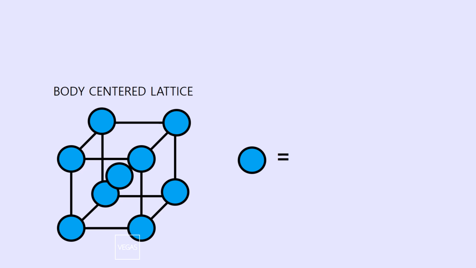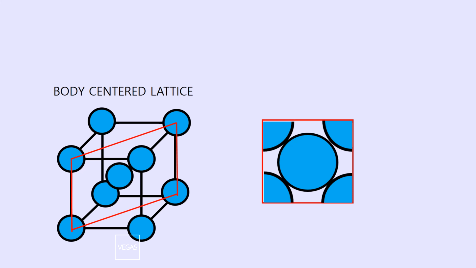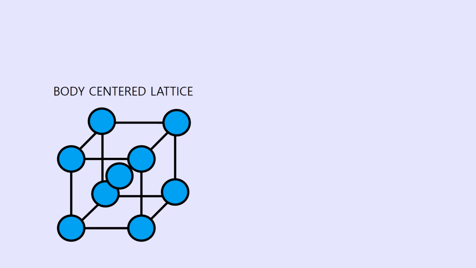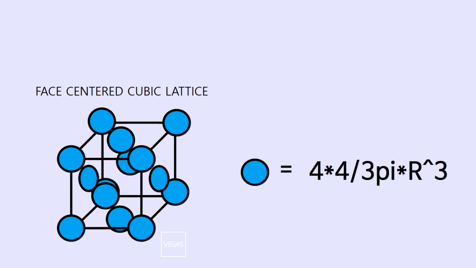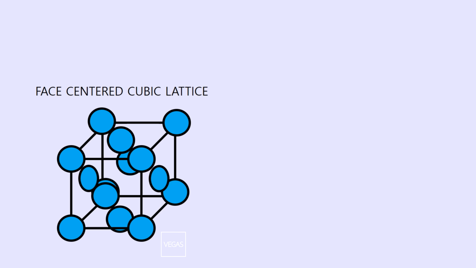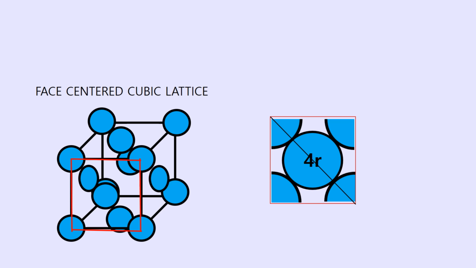For the body-centered lattice, the volume of the atom is like this, and the diagonal of the unit body is equal to 4 times the atomic radius. So you can get about 68% as the fill factor. Finally, for the face-centered cubic lattice, the volume of the atom is like this, and the diagonal of the unit face is 4 times the atomic radius, giving 74% as the fill factor.